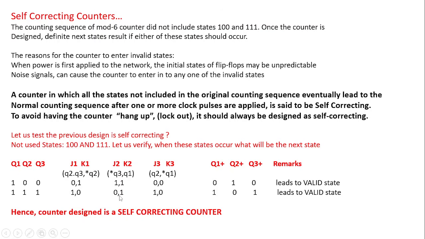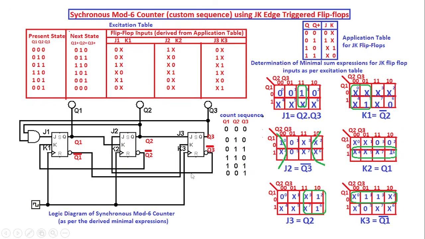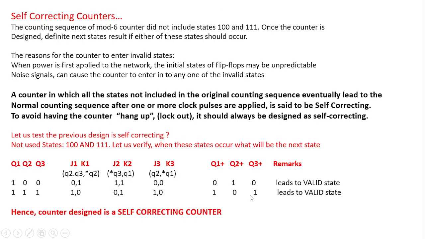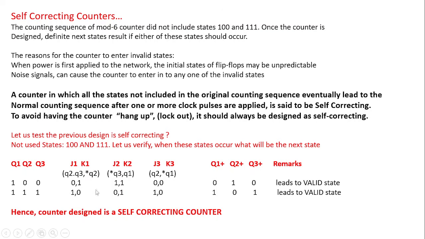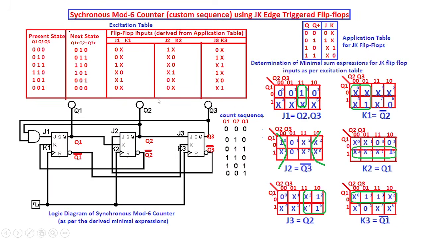Now for 0, 1, it is a reset state, so it becomes a 0. For 1, 0, it's a set state, so it does not depend upon the present value, because it's a set or reset state. Now, we know that 0, 1, 0 in the counting sequence is a valid state. You can see that 0, 1, 0 is a valid state. Similarly, 1, 0, 1 is also a valid state, 101. So by that we can declare that the counter we have designed is a self-correcting counter.